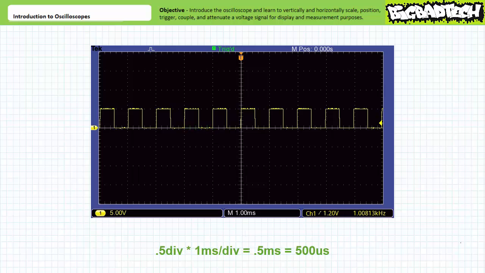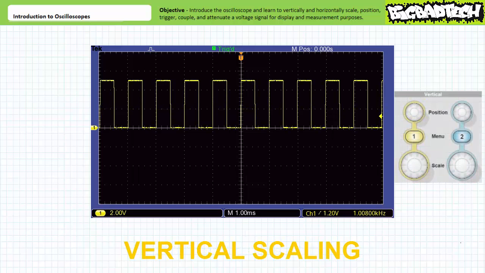Additionally, given a 50% duty cycle, note the on portion is roughly half a division, as is the off. 0.5 divisions at 1 millisecond per division results in these equal on and off time spans being 500 microseconds long, as we'd expect. If we wanted to zoom in on this waveform, we could readjust the vertical sensitivity on channel 1 to 2 volts per division.